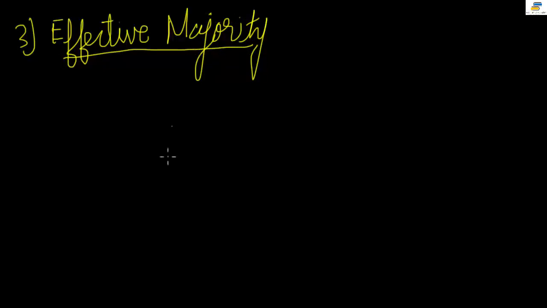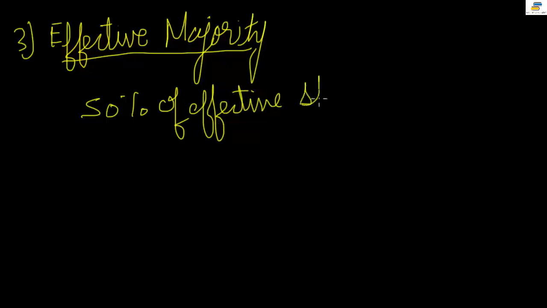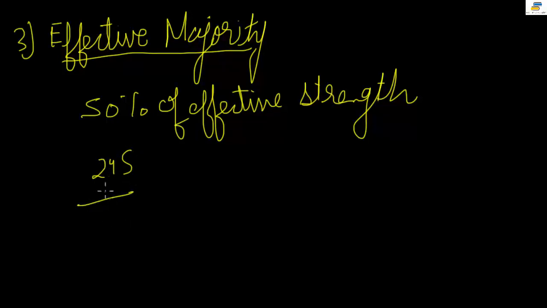Effective majority is that which is 50% of the effective strength of the house. Now what does it mean? It means that it is just like absolute majority, but absolute takes the absolute number. For example, if we say in Rajya Sabha there were 245 members, in absolute majority we consider 245 completely, even if somebody died or somebody was expelled.